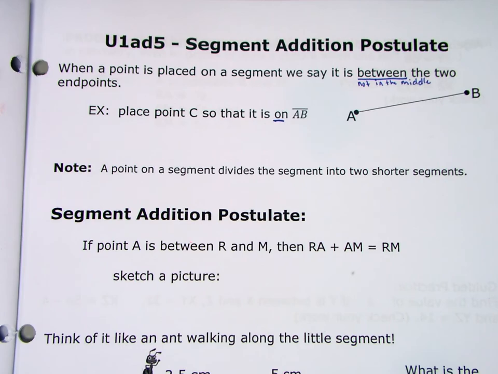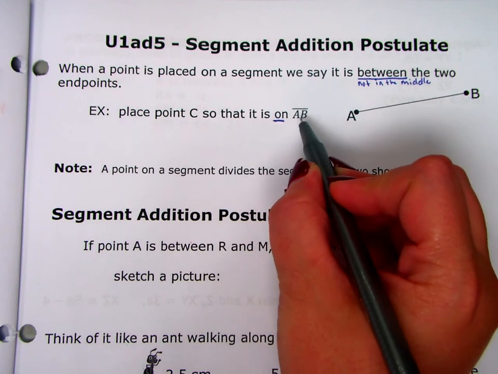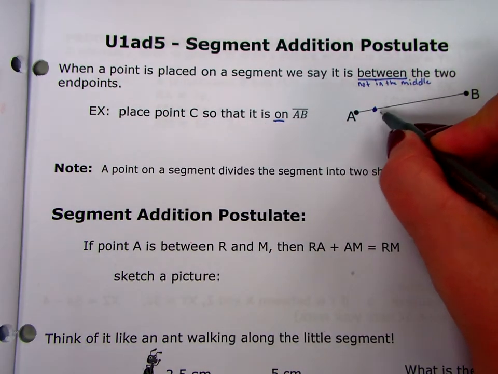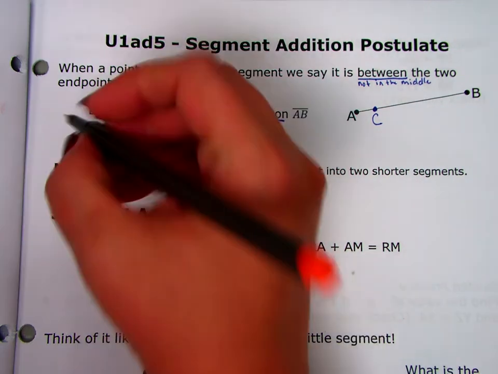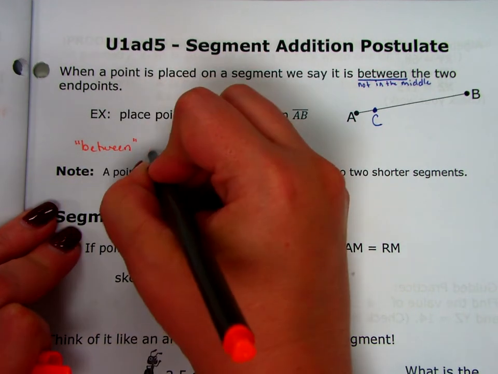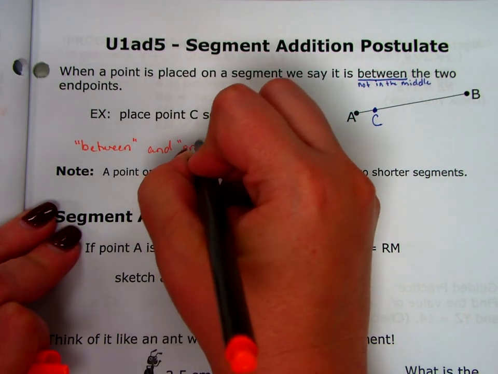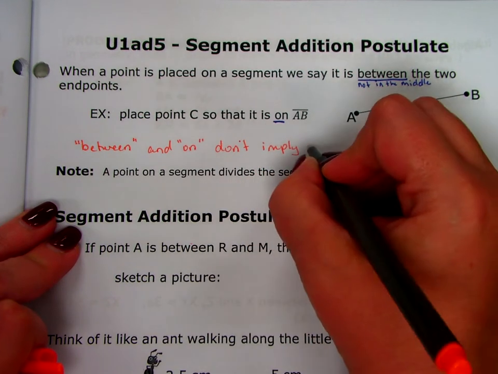I tend to stay away from putting it right in the middle so that as I'm working through the problem, I don't start to think to myself that it is in the middle, and then do my math wrong. So if it tells me to place a point somewhere on segment AB, I usually on purpose make sure I don't put it where it looks like it's in the middle. Okay? So super important, between and on don't imply midpoint.